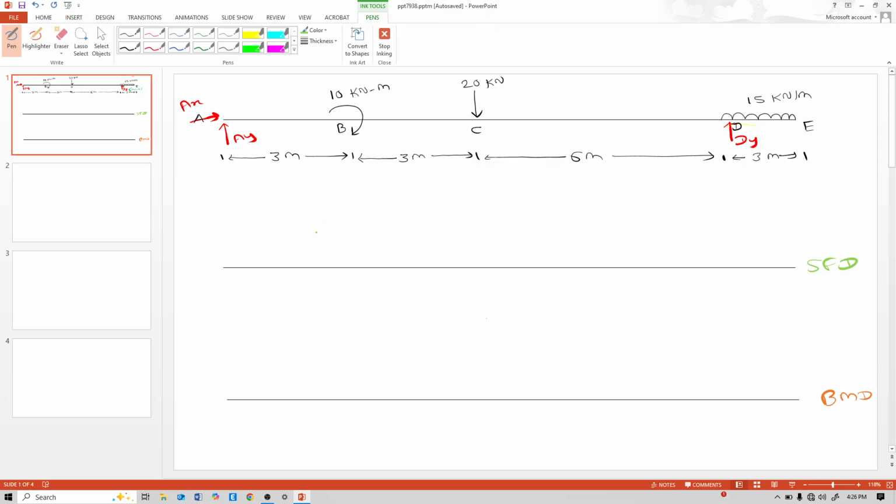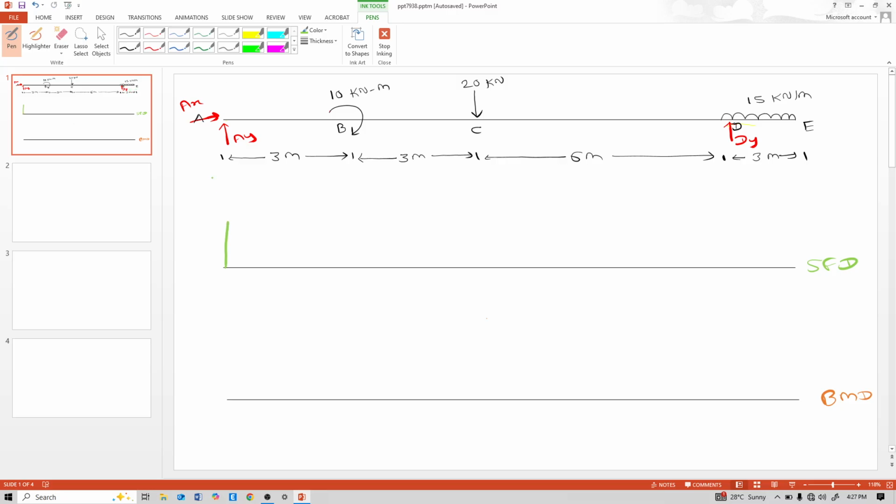First, we judge the shear force diagram of this beam. Judging the shear force diagram means we will not calculate the values of the shear force. We will see only the shape, how the shape occurs due to this loading, the supports and the beam type. And whether this judged shape is correct or wrong, we will know after calculation. So first, judge this.